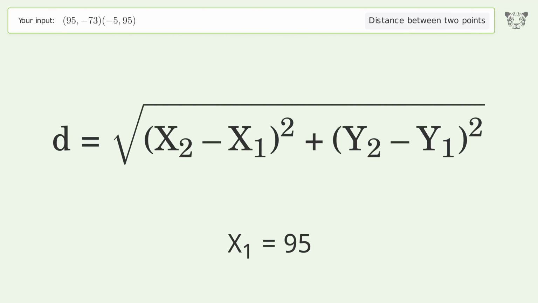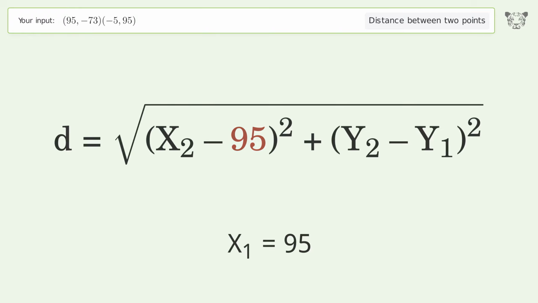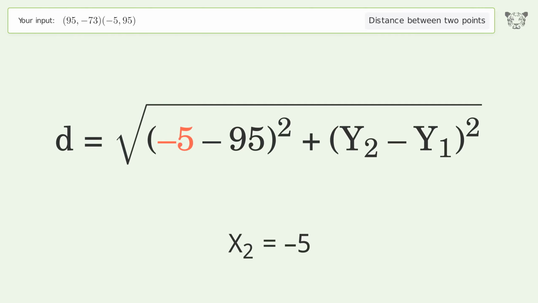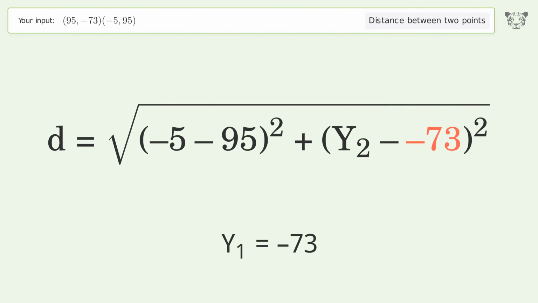x1 equals 95. x2 equals negative 5. y1 equals negative 73. y2 equals 95.